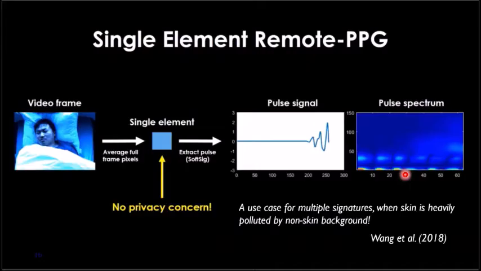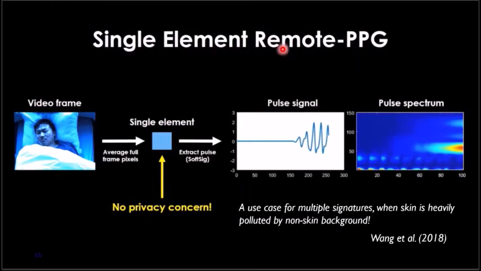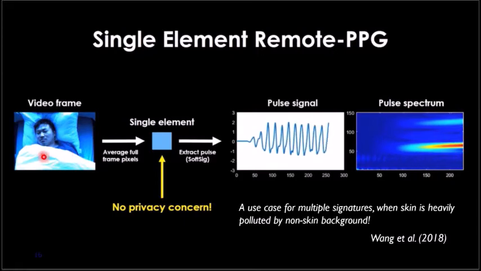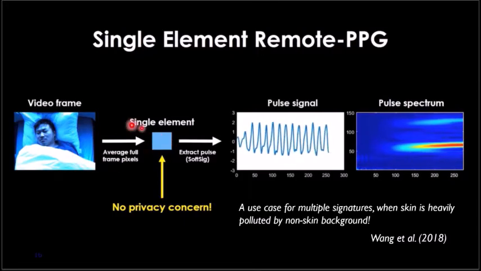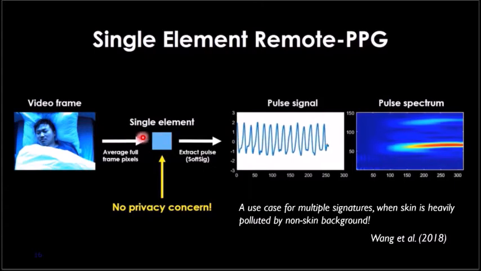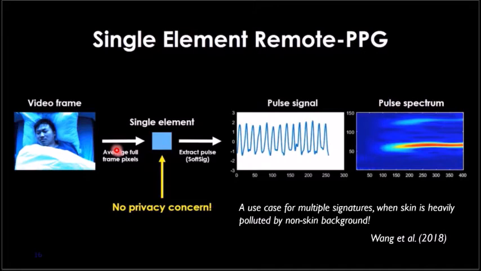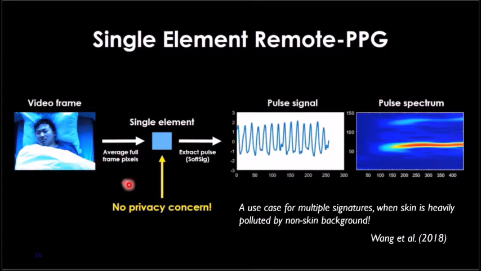And this is the typical use case for single element sensing. For the single element, what we did is combine the full video pixels into a single pixel where the face cannot be identified or recognized. This is typically for sleep monitoring because it's a privacy-sensitive scenario.